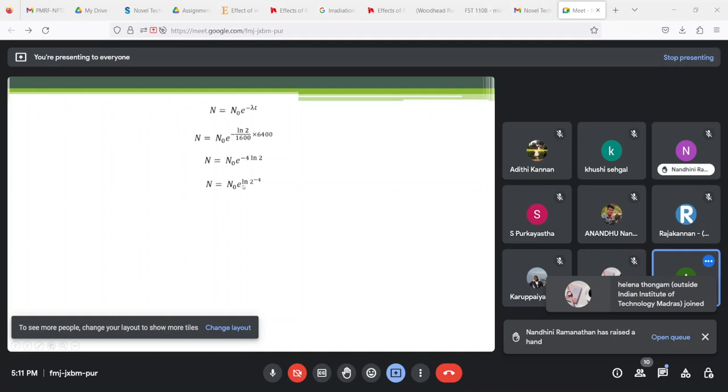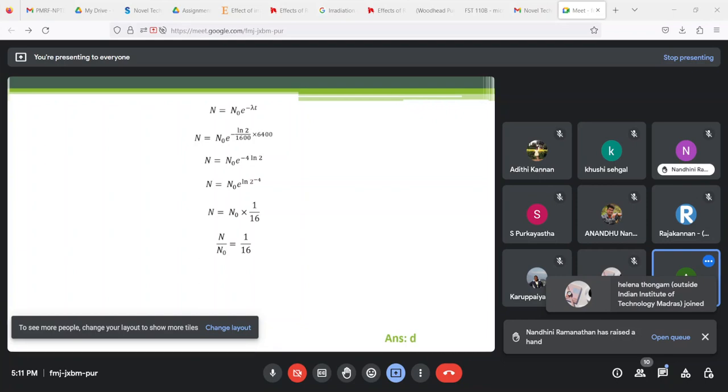And since you have e power ln of 2 power minus 4, you can just directly bring whatever is inside the logarithm term, which is 2 power minus 4. E power ln is the same as x. E power ln x is the same as x. So N is equal to N naught into 2 power minus 4, which is equal to 1 by 16. So N by N naught is equal to 1 by 16. So 1 by 16 is the fraction of the radium that is left after 6400 years. So the answer is option D.